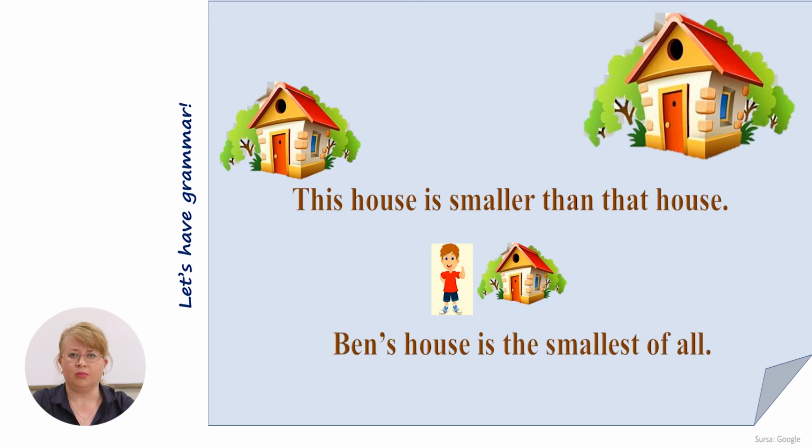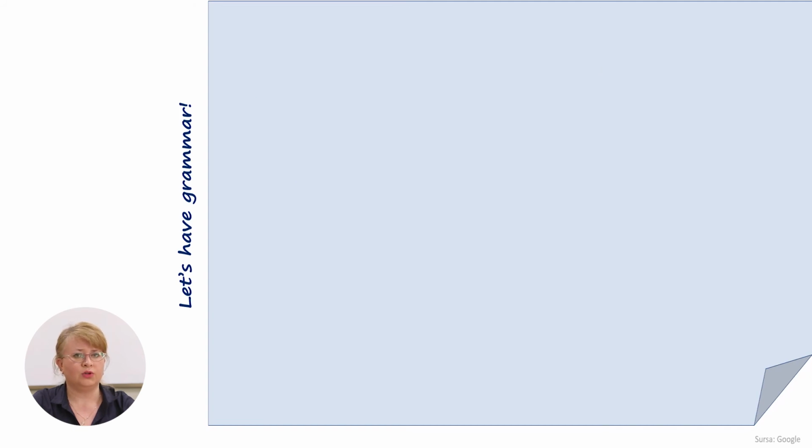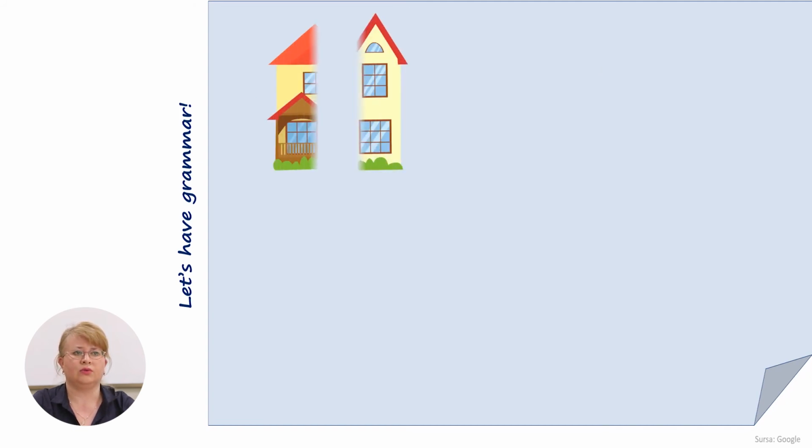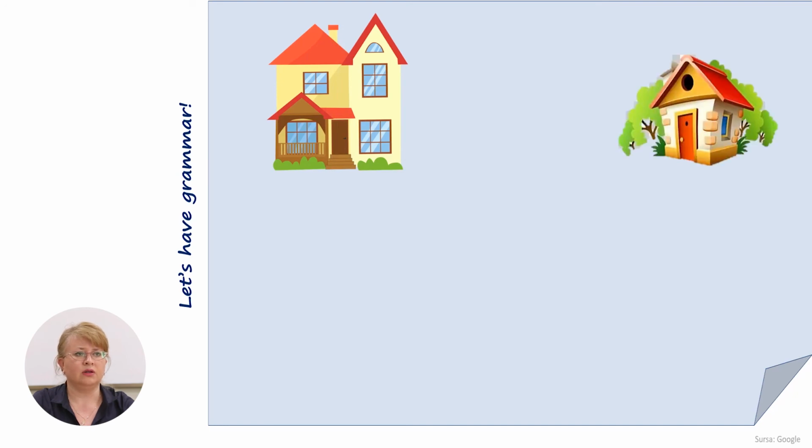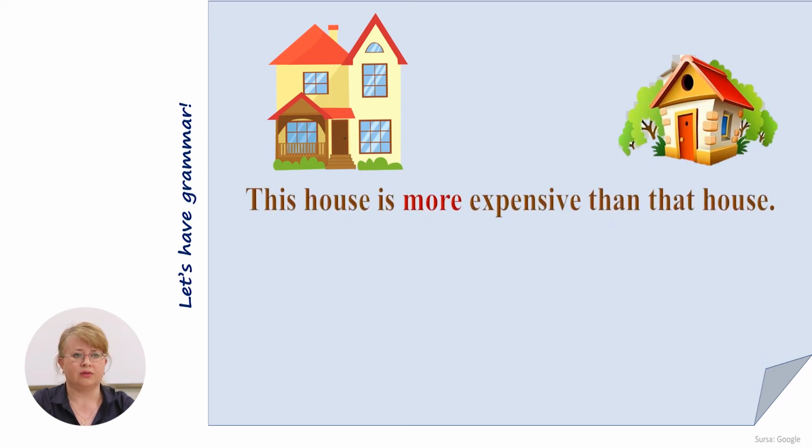What you have to remember here is that we use ER with short adjectives, and we use EST for the superlative, again with the short adjectives. So smaller, the smallest. But in English there are other types of adjectives, and these are long adjectives, and we may not use ER or EST with them. So have a look at the screen. We have other types of houses, and we will use other adjectives to compare them.